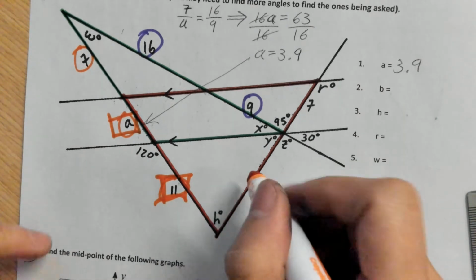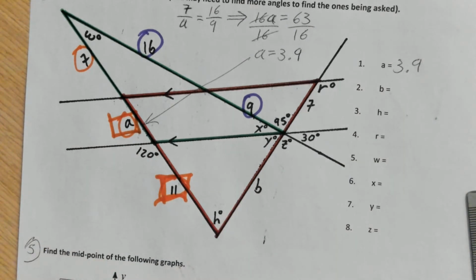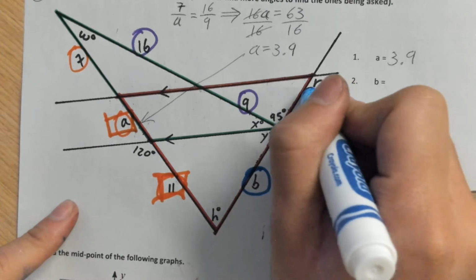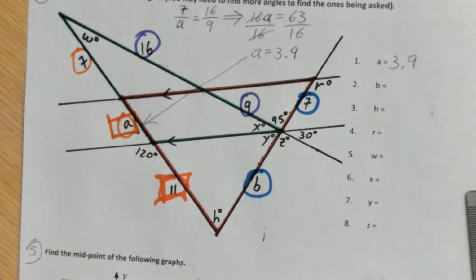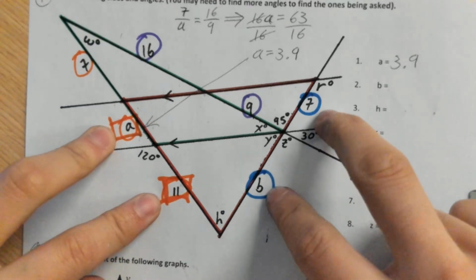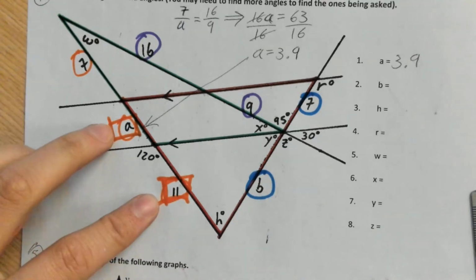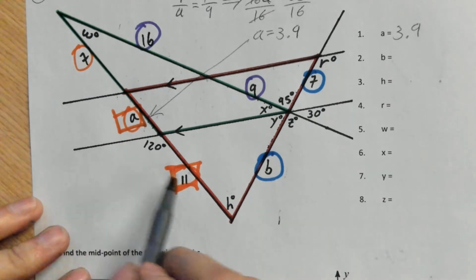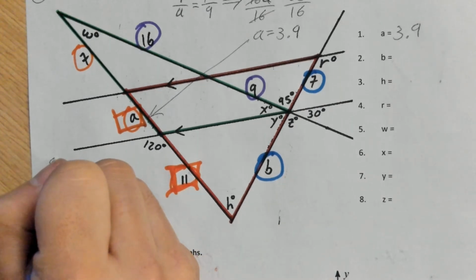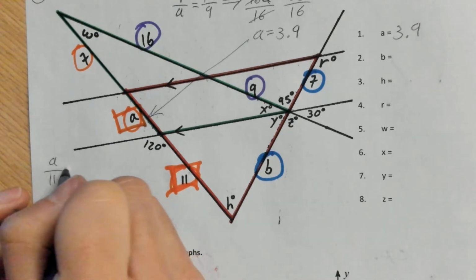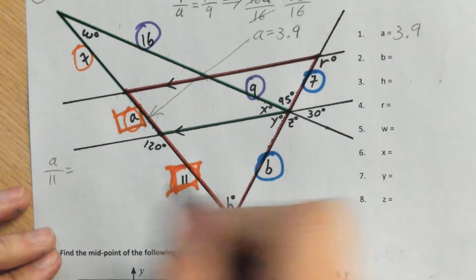And then b, let me use blue. b goes with 7. So I'm going to use 11 and 3.9, and b and 7. So let's make our fraction. It's going to be a and 11, so a on top, 11 on the bottom, and then 7 on top, b on the bottom.